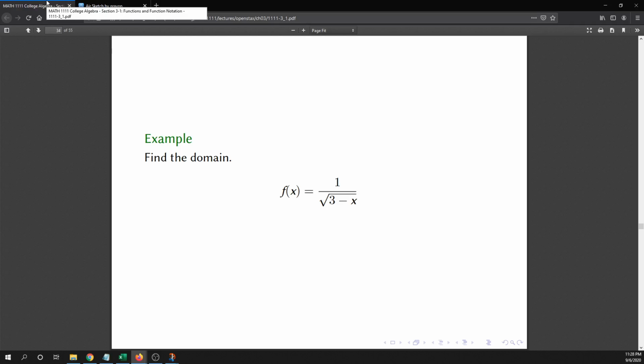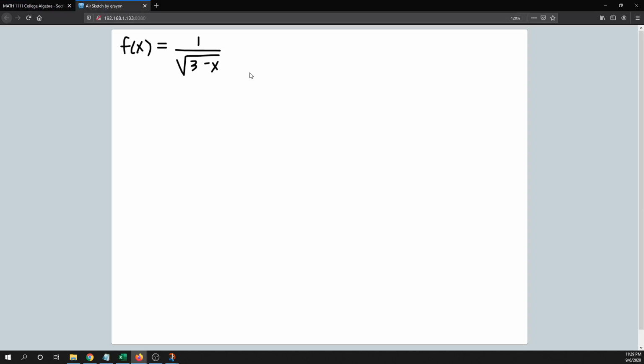So sometimes, like in this problem that we're about to do, you will see we'll have to use both of those things. This function here has both problems. So let's run through how we would do that. f of x equals 1 over the square root of 3 minus x, and we want to find the domain of this.